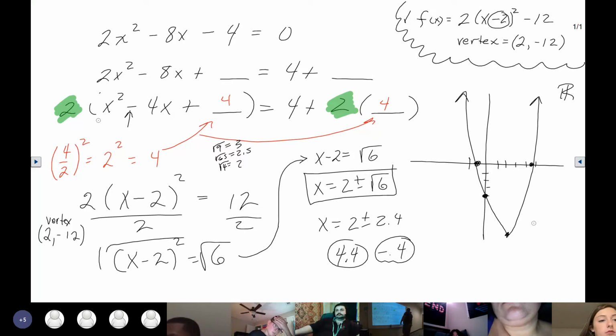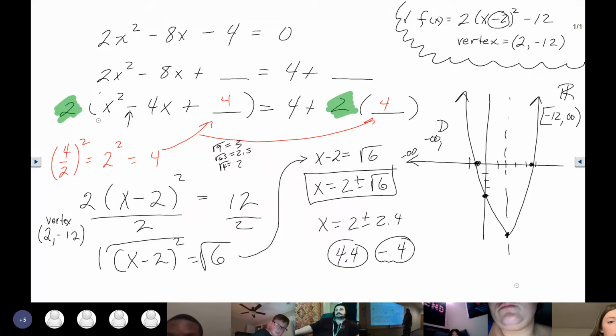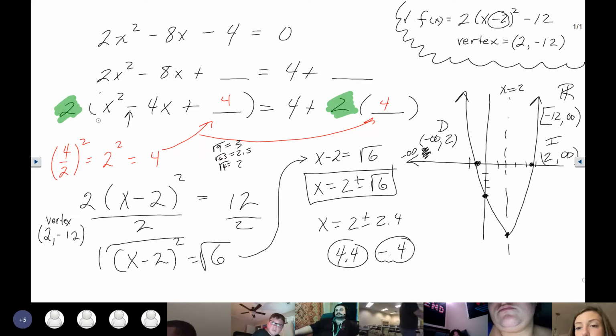Domain is all real numbers. Range is from negative 12 to infinity. Decreasing from negative infinity to line of symmetry, which is 2. Oops, 2, sorry. And then increasing from 2 to infinity. Now that is a continuation of what we did Monday. So that was about a 5 or a 6.